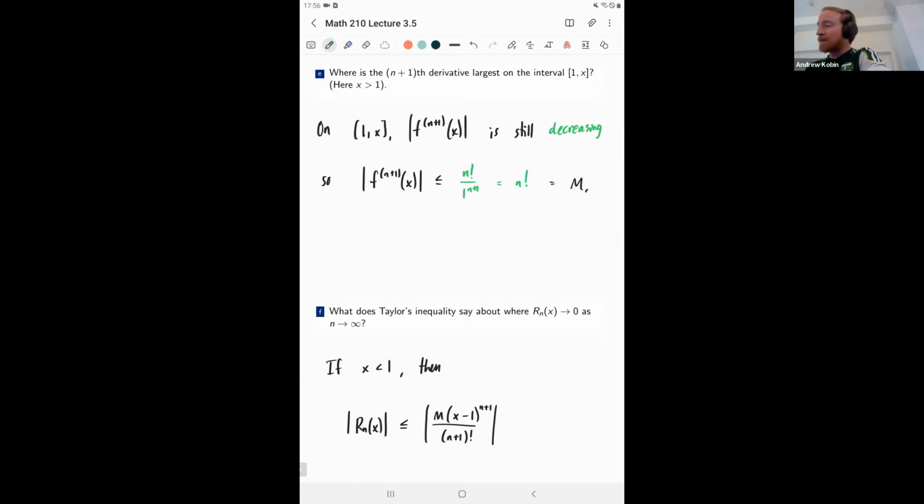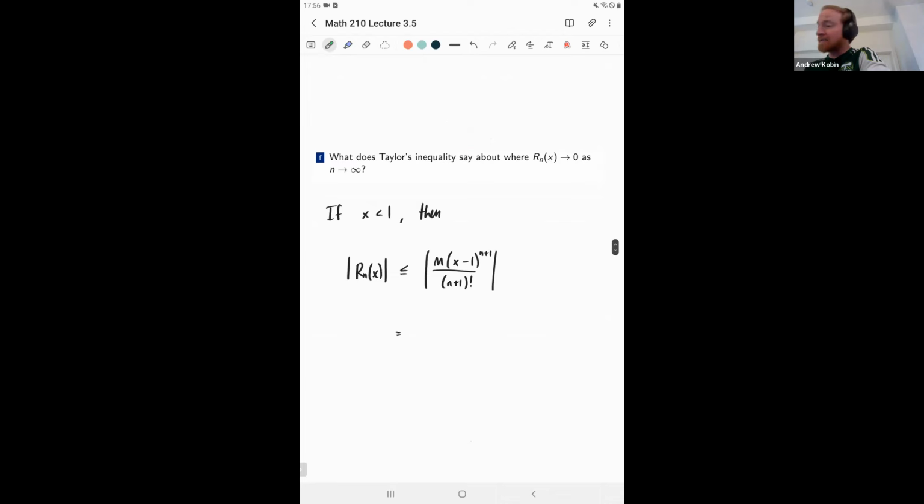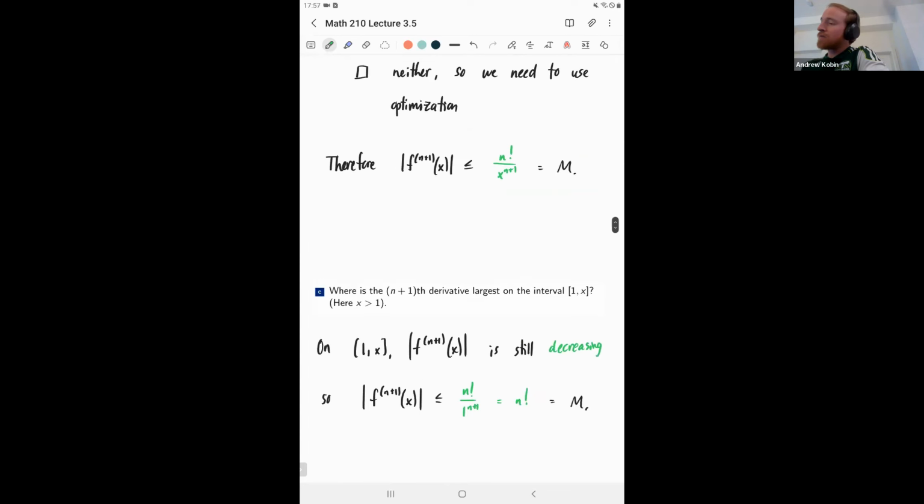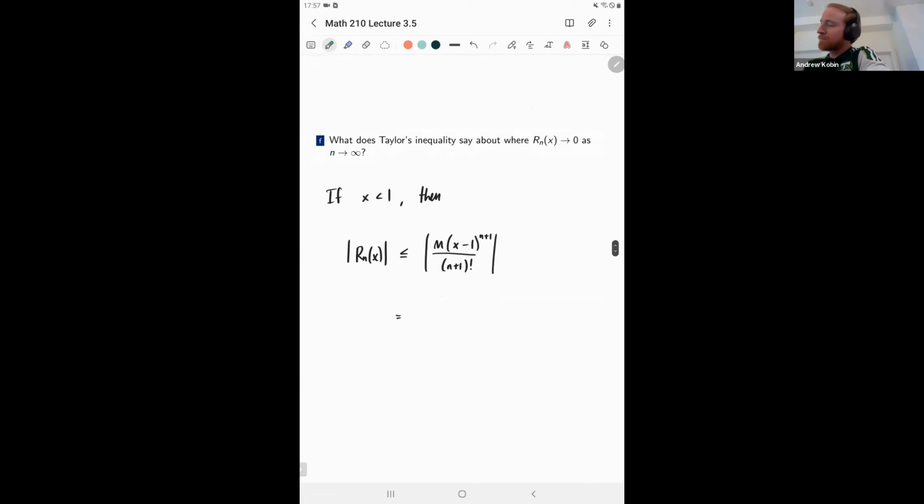What does Taylor's inequality say about the error, that Rn remainder expression, as n goes to infinity? Well, first of all, for x values less than 1, we know that the Taylor inequality always looks like this, just to remind you. Rn is bounded in absolute value by that derivative bound m times x minus 1 to the n plus 1 over n plus 1 factorial. Let's plug in the value that we got for m. And for the first part, for part D of the problem, the m value we chose was n factorial over x to the n plus 1.